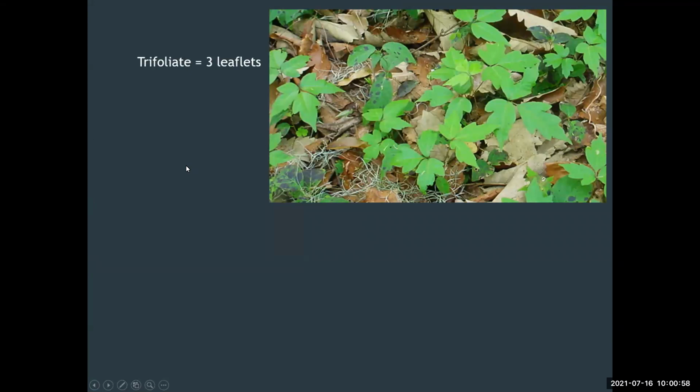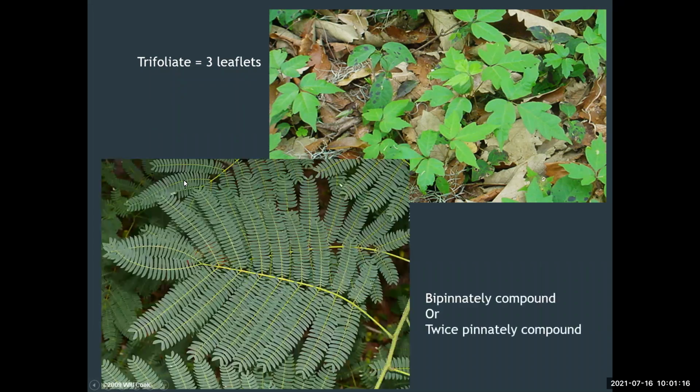If that compound leaf only has three leaflets, then it's called trifoliate. So that's where we have that "leaves of three, let it be," which I wish I'd learned as a kid, because I got massive amounts of poison ivy when I was a kid, and now I'm deathly allergic to it.